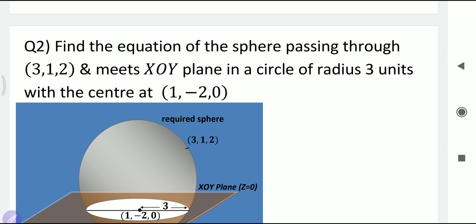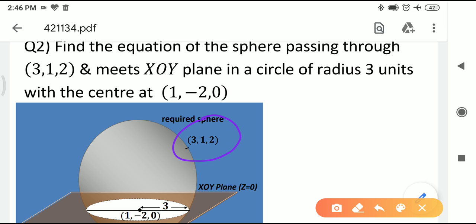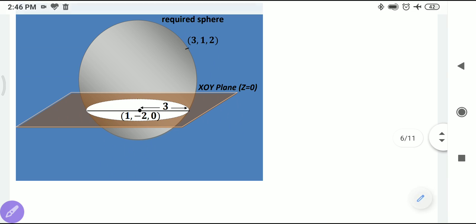Find the equation of a sphere which passes through (3, 1, 2) and meets the XOY plane in a circle of radius 3 units with the center at (1, -2, 0). So we want to find the equation of a sphere which is passing through the point (3, 1, 2) and meets the XOY plane. That means the intersection of this sphere with this plane is the circle of radius 3, and the center of the circle is also given. It is (1, -2, 0). Okay, so let us see how to do this.